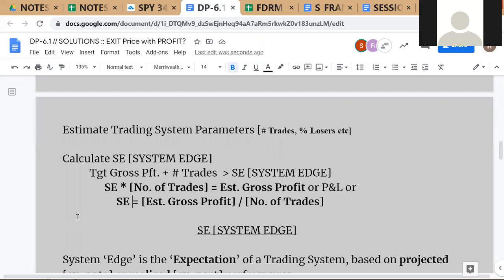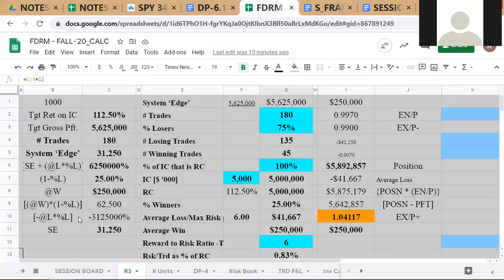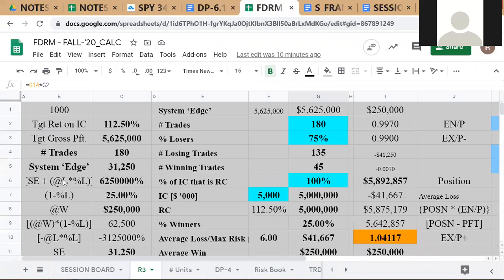If we already have this, we want to find out the system edge. We take the target gross profit, which we know we have to make, 5.6 million, and we have a total number of projected trades of 180. Therefore, the system edge has to be 31.25. So this we know.